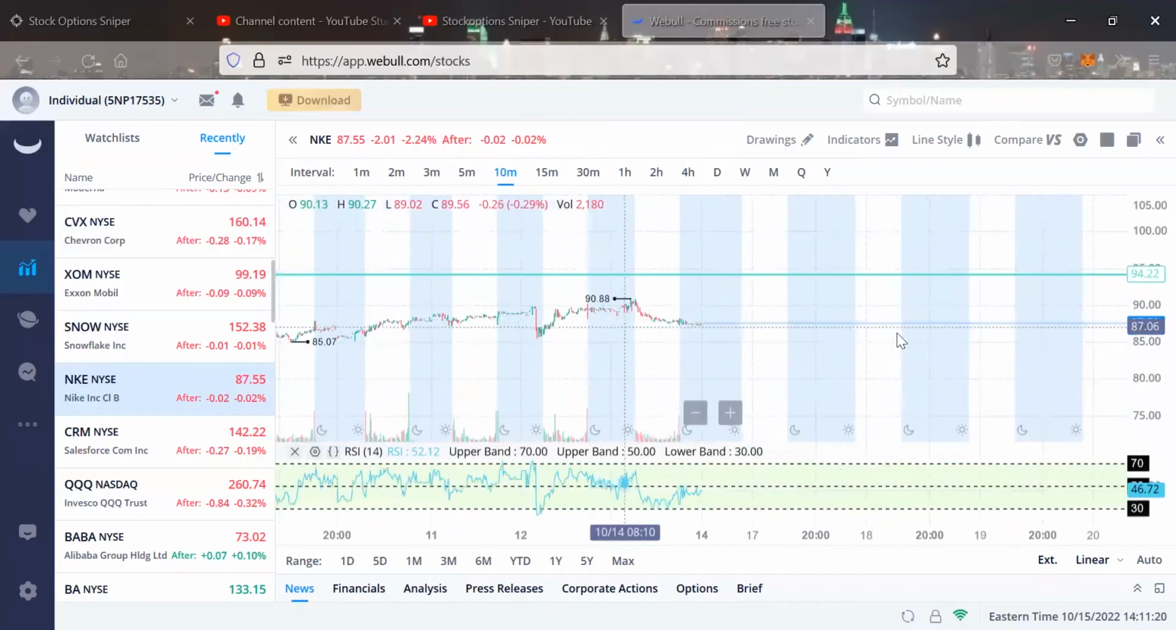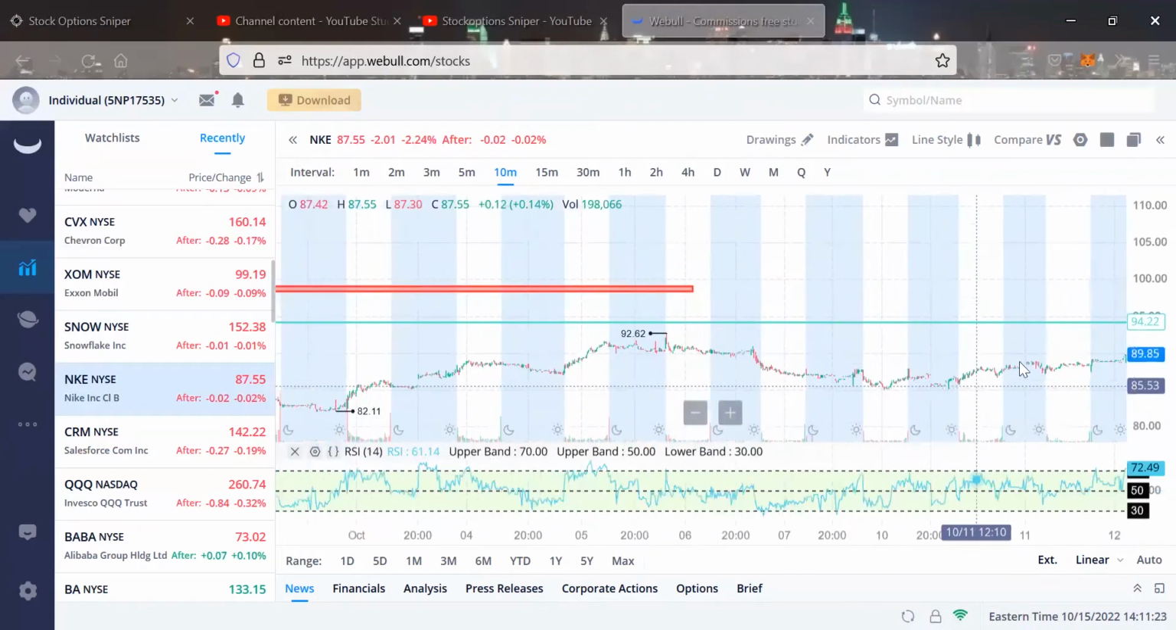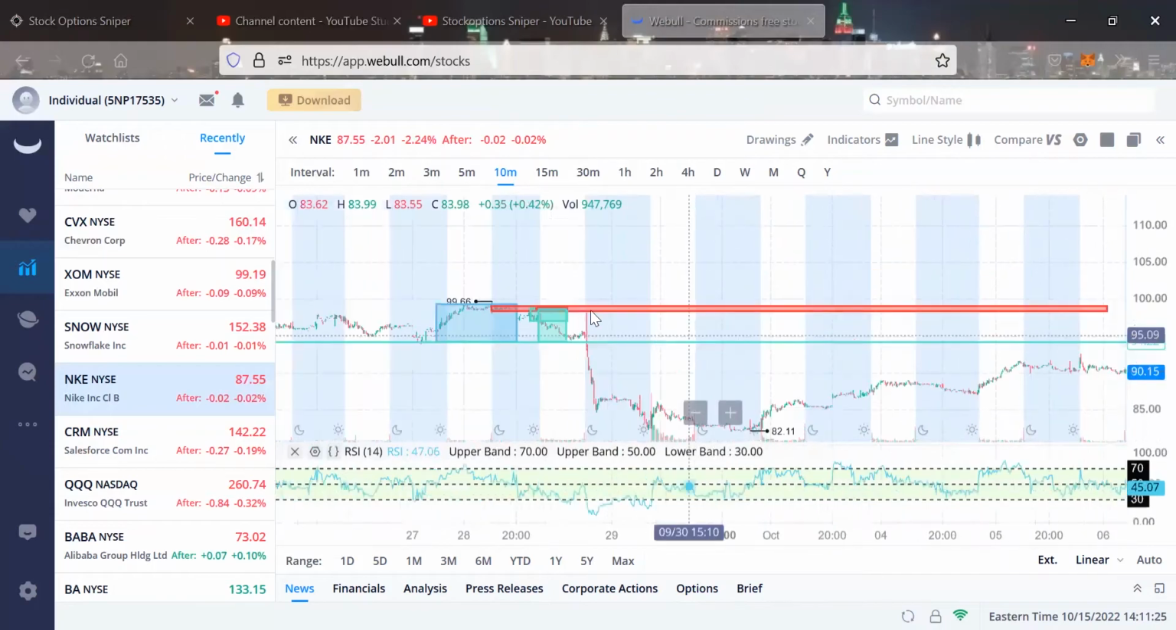If you guys stopped out, no, you would still be in this play if you are holding. But overall, this was a beautiful play.